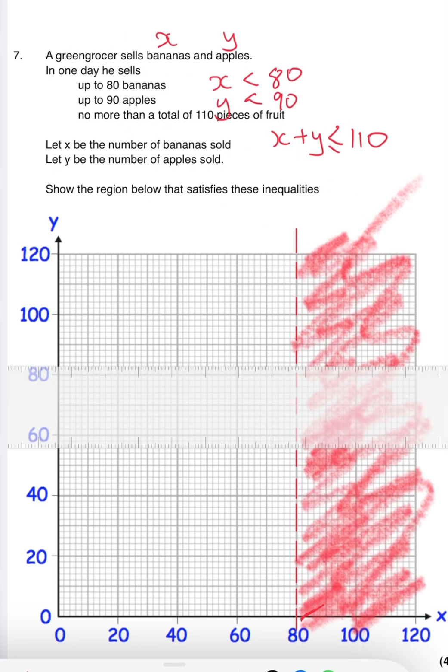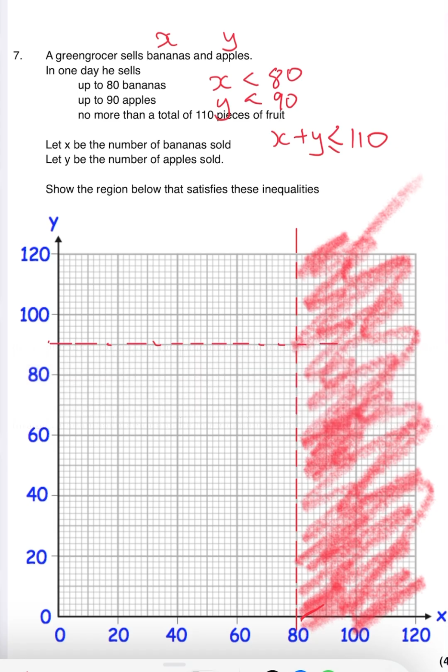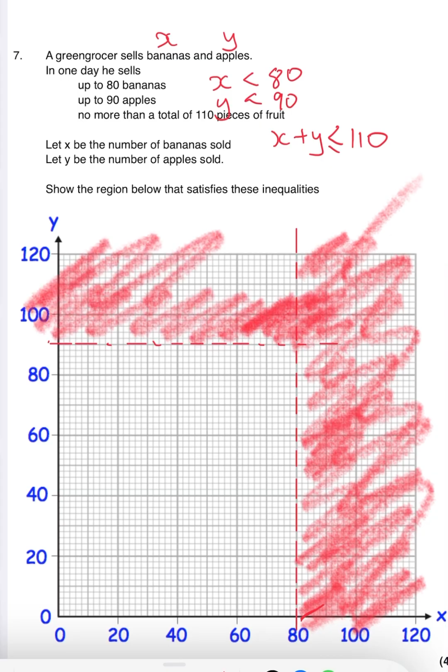Now the next part is Y is less than 90. There we go. So where's Y equals 90? Right there. Let's draw another dashed line through there and get rid of our ruler for now and shade above that because we know that the value is less than it.